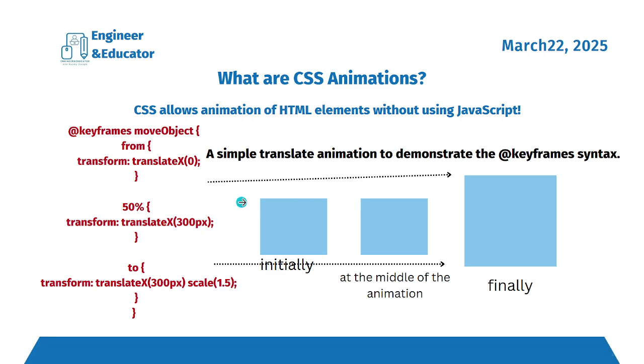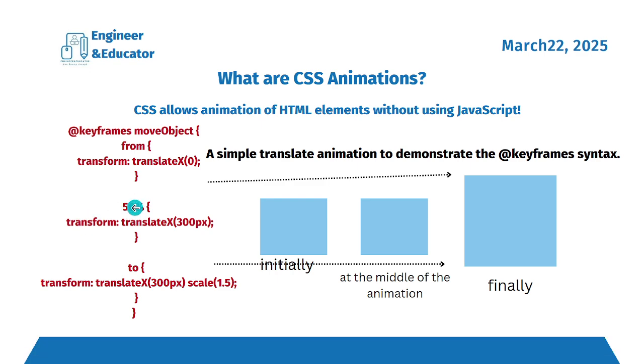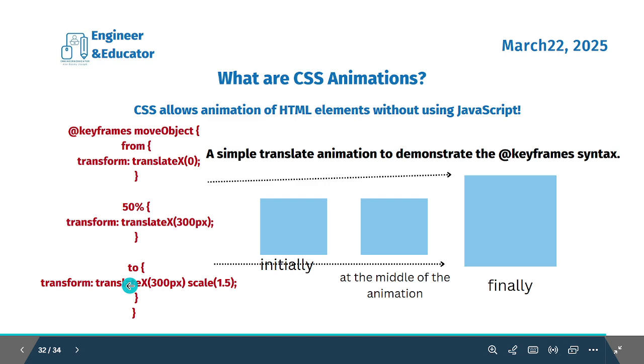So this is what it is like from transform. There are three phases of the animation: first the initial stage, then a middle stage, that is when the animation is about 50% through, the middle of the animation. Okay, and then the end.